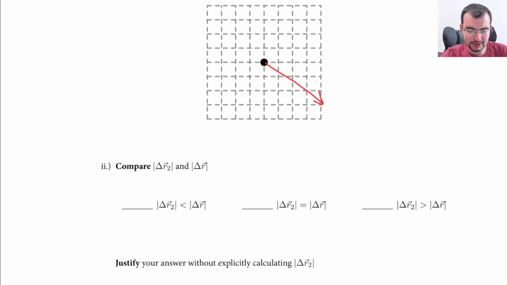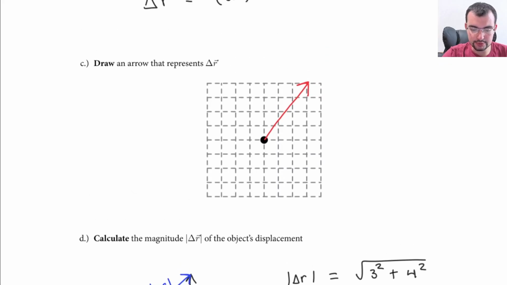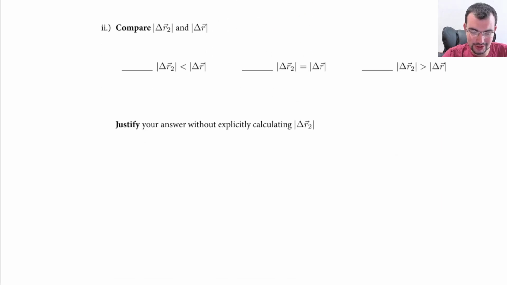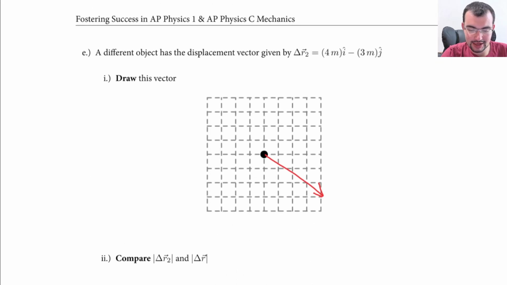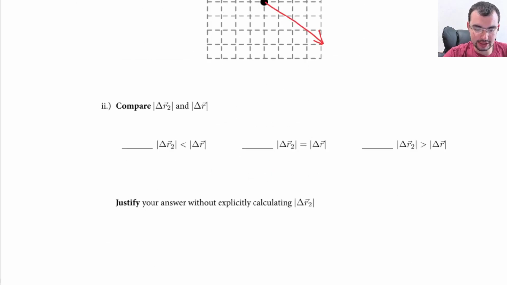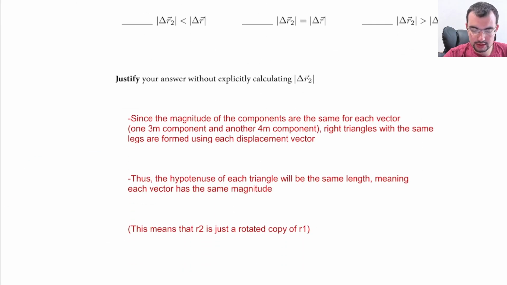So now we actually want to compare the magnitude of these two vectors. Now, it says to justify your answer without explicitly calculating this new quantity, which means that there must be some way to tell without actually plugging into the formula. And if you notice, it should be kind of suspicious that it is 3 and 4 again. So the key thing to look at here is that when I do the formula, I'm going to end up doing the Pythagorean theorem with 3 and 4 again. So I should get the same result.